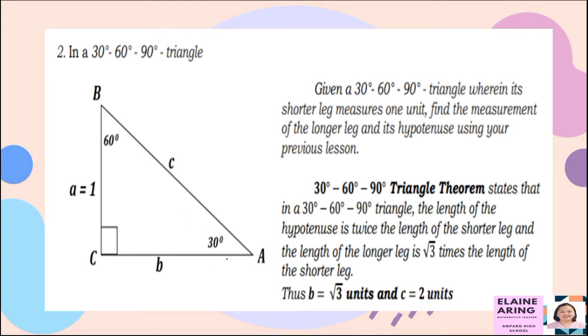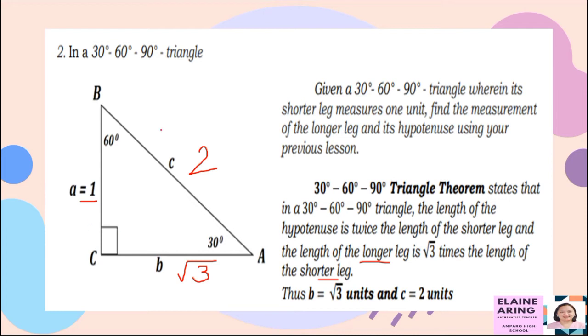So, here, ano ba yung shorter leg natin? Di ba ito? So, ang hypotenuse, class, kapag ganito yung klase ng triangle, ita-times 2 nyo lang dito. So, this will become 2. Okay? While yung longer leg naman is square root of 3 times the shorter leg. So, 1 times square root of 3. So, square root of 3 lang ito.